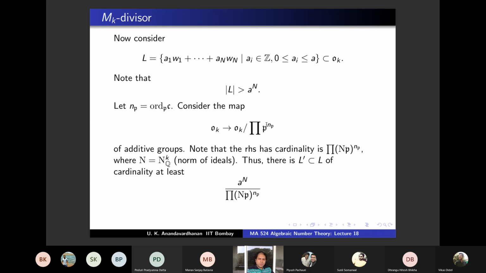So x minus y belongs to product p power np. But if x minus y belongs to product p power np, what does that mean? That means the order of x minus y at p is greater than or equal to np. What does that mean? It means the absolute value of x minus y at p is less than or equal to 1 by norm p power np.